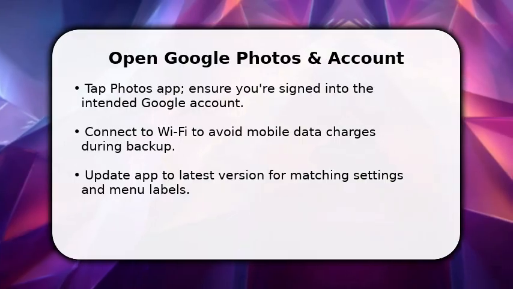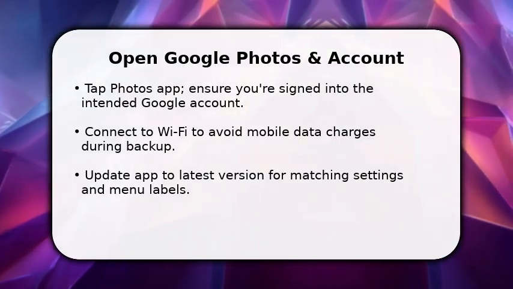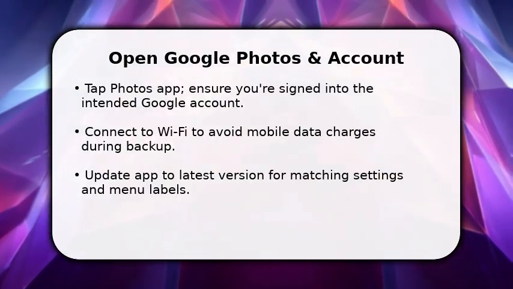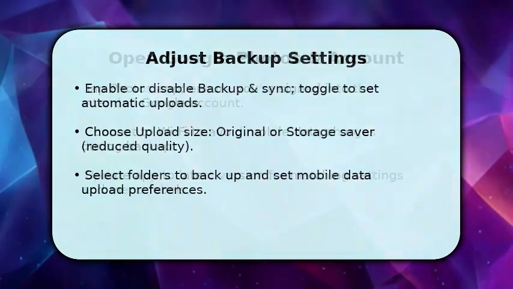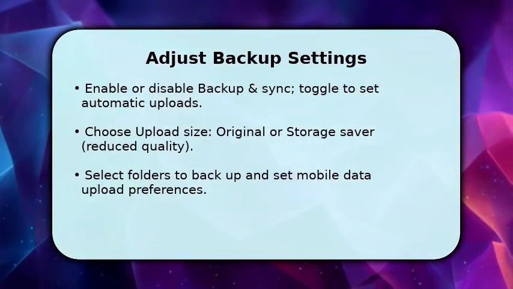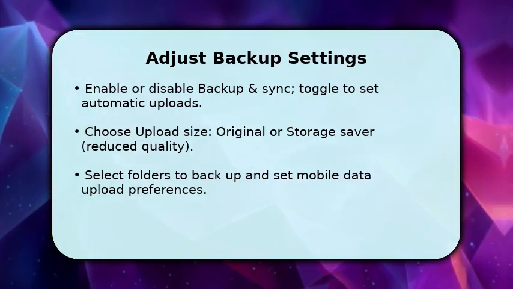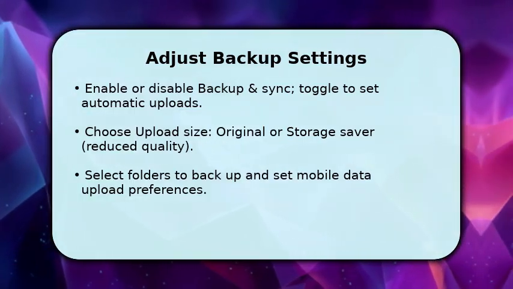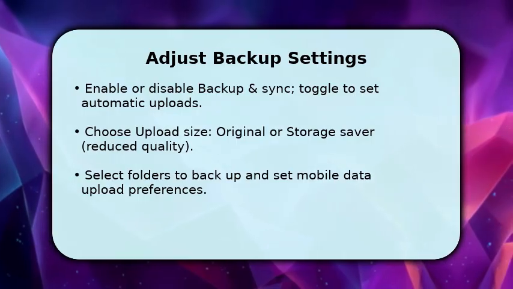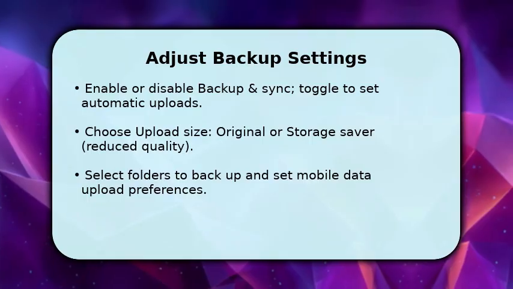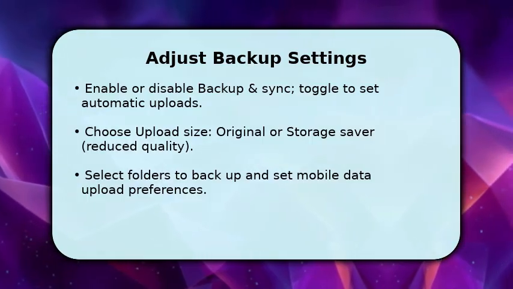This step is essential because changing the account or network later can switch which folders are uploaded and how much data is consumed. Now focus on the core options. Turn backup and sync on or off depending on whether you want automatic uploads. Once enabled, choose upload size. Original preserves full resolution but uses storage, while Storage Saver reduces file size to save space.